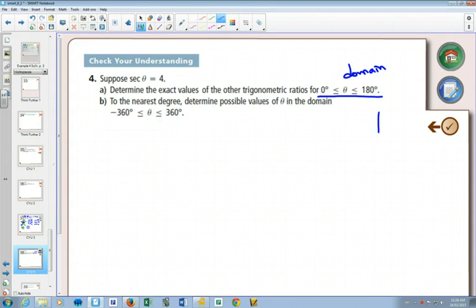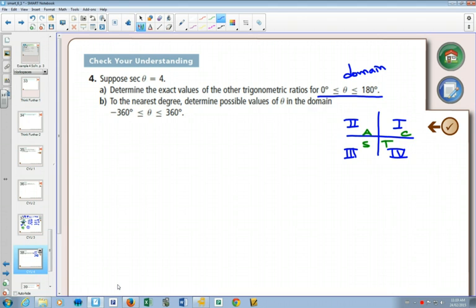So if you think of your quadrants, and you think of your CAST rule, we're only looking in quadrant 1 and quadrant 2. Now when we start this off, we're not used to secant, okay? But we know that secant is the reciprocal of which one? Cosine, okay? There are two different ways that you can do this because it's a reciprocal.